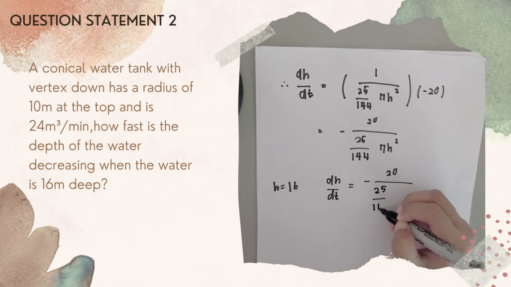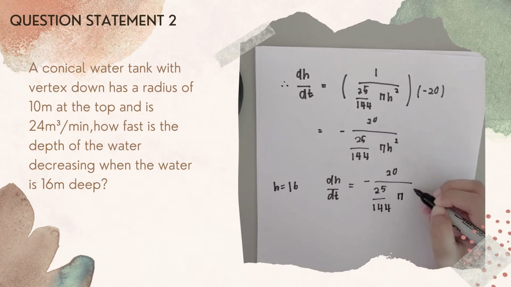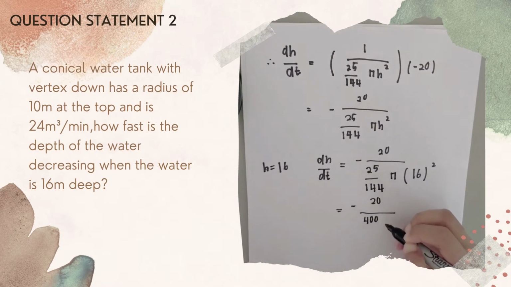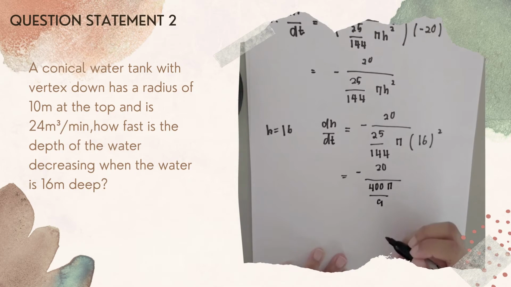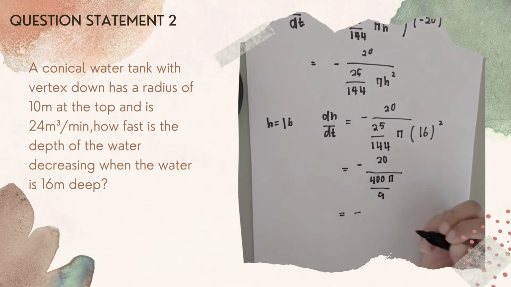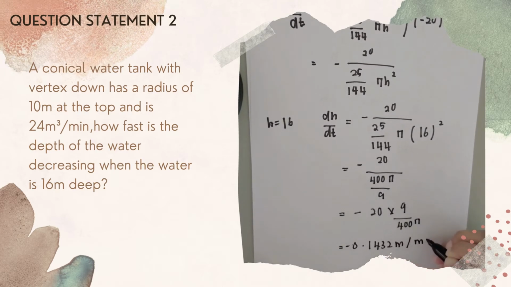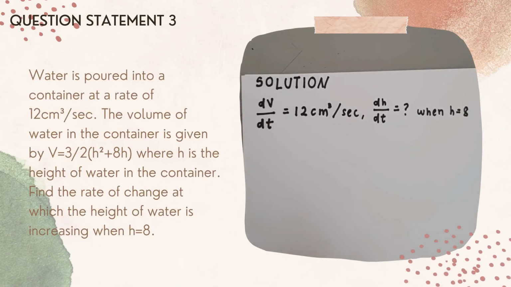Okay, firstly we substitute h equals 16 in the dH over dt equation. And we will get the answer, which is negative 0.1432 meter per minute.